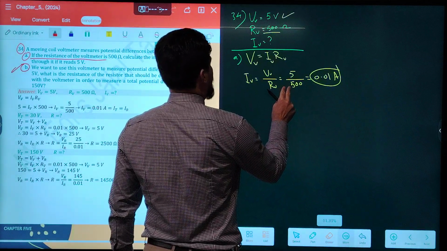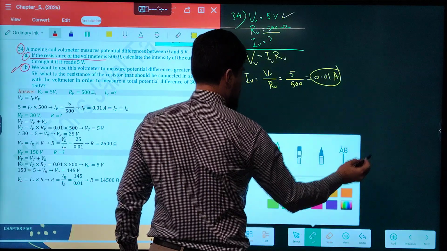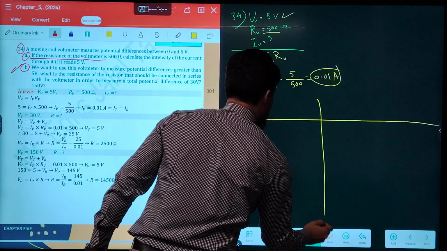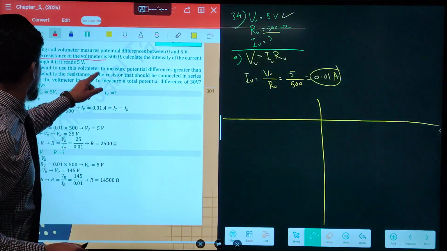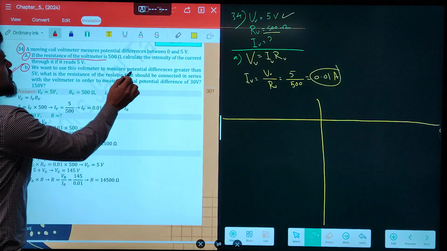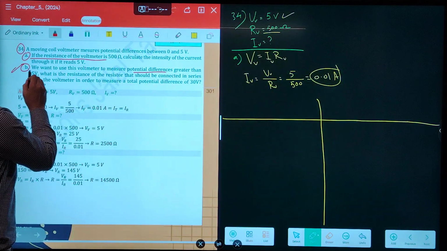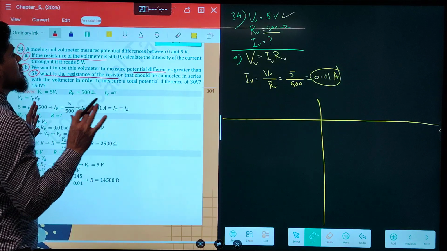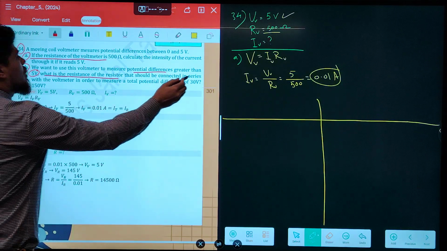In branch B, let's make a table. We want to use this voltmeter to measure potential difference greater than 5 volt. What is the resistance of the resistor? Resistance is unknown. That should be connected in which connection?